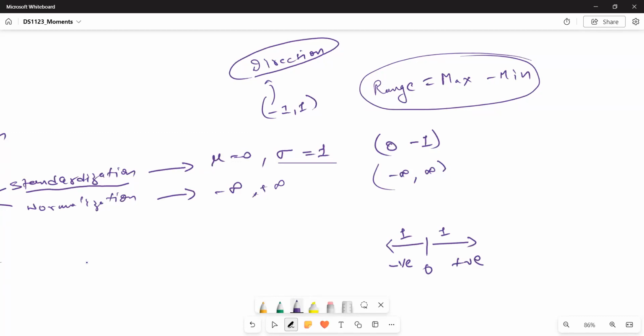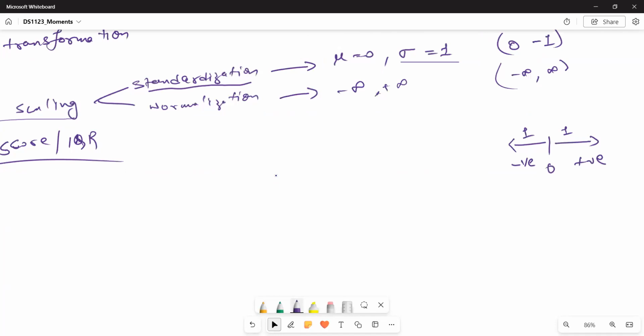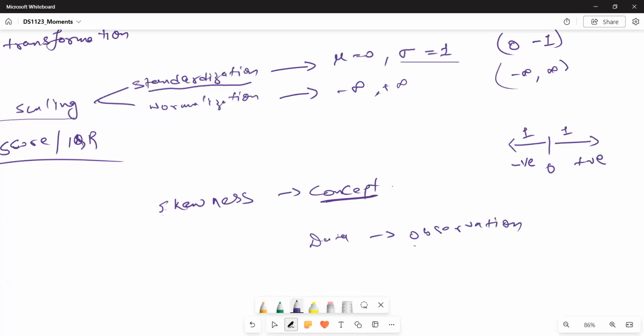So is there a point after carrying out the transformation, skewness will not be 0? Of course, every time you'll face this, right? Because skewness, see, I'll tell you something. Skewness is a concept, right? But when you calculate this skewness on any data, it becomes an observation, right? This is the difference.